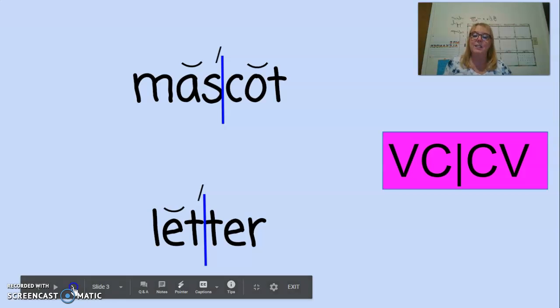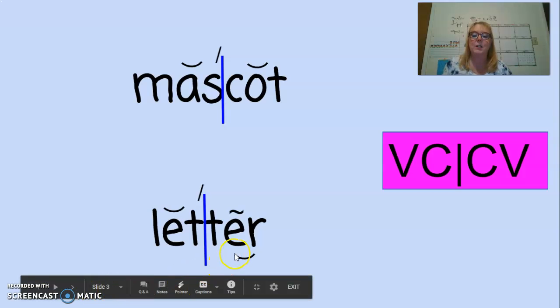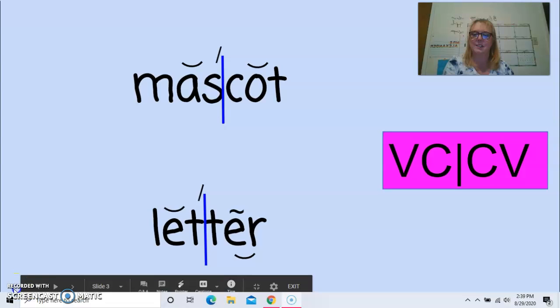Now look carefully at the second syllable. I'm glad you didn't get tricked. That is a vowel R syllable, and we marked it with an arc and a tilde because it's not in the accented syllable. So let's read that first syllable, let. And the second one, ter. Read it together. Let ter. Good job.